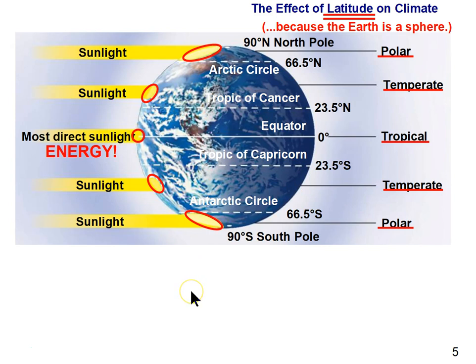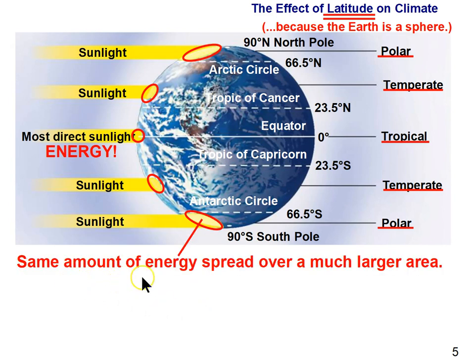So the idea here is that the reason the equator is tropical and the poles are polar is because the same amount of energy is spread over a much larger area at the poles. So wherever you are in that area, you're receiving less solar radiation, less energy, than if you are at any particular place within that area at the equator.